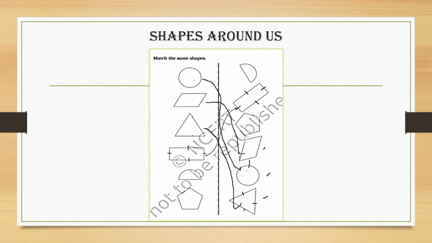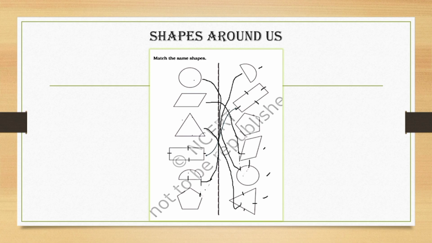Okay. The next one is a half circle. We'll call this a semicircle. What is the semicircle? One side is flat and the other one is curved. Which image on the right side is a semicircle? Yes, this one. So we will match this together. Okay, we will match the semicircles together.